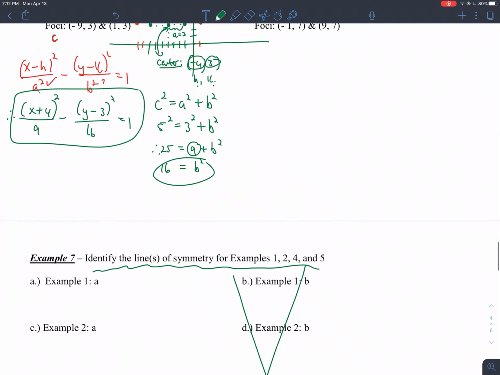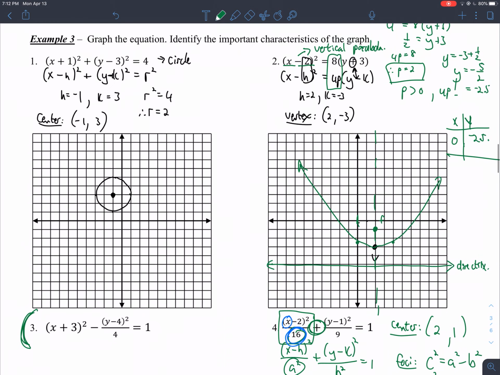So example 1A, identify the lines of symmetry. Here's example 1A, okay, or 1. Identify the lines of symmetry. Okay, so it's a circle. So where can I draw lines that cut the circle in 2 exact halves? Or a line that the circle's halves are mirrored across? Well, okay, I can draw a line this way, and then this half and this half look the same. Beautiful.